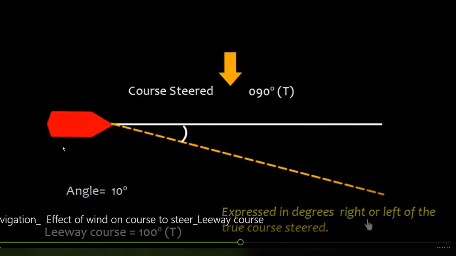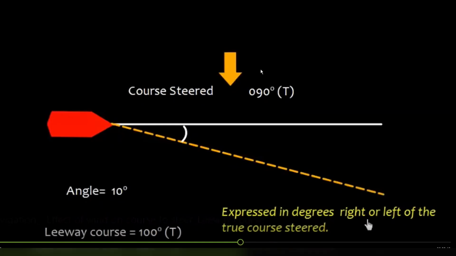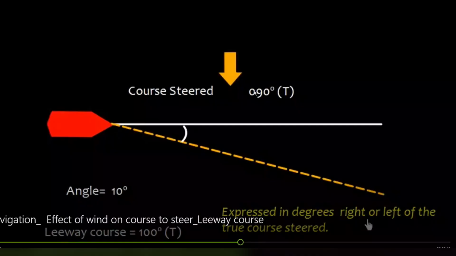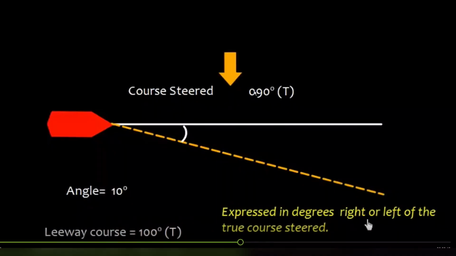Now beta, in the same scenario, if the wind was not northerly wind but southerly wind, so in that case, can you tell me what will be the leeway track? 080, sir. 080. Very good. So if the wind was southerly wind, you see we will have to subtract this leeway angle from the course steered to get our leeway track. So it will be 90 minus 10, that is 80.